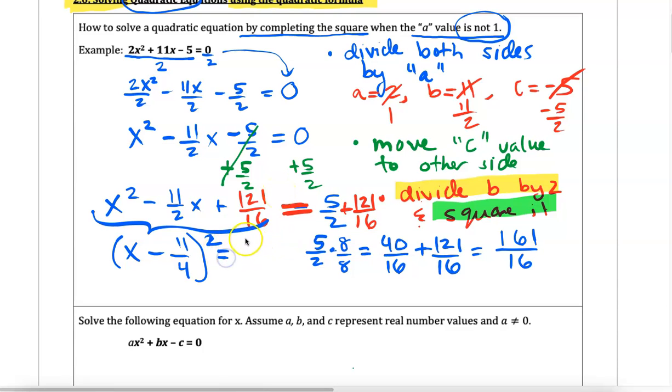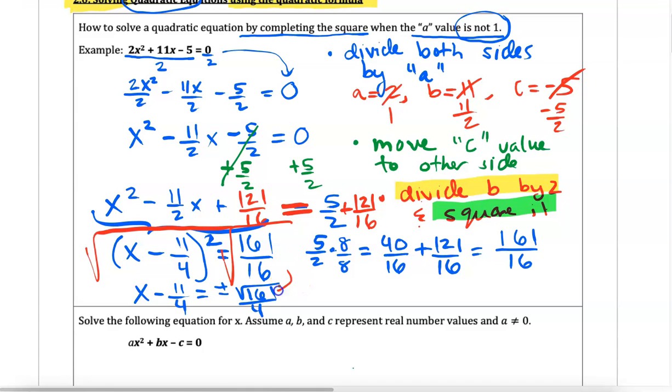So this is all equal to 161 over 16. Now it's at a point where I can just go ahead and square root both sides. So when I do that, I end up with just x minus 11 over 4 on the left-hand side, and plus or minus the square root of 161 over 4 on the right-hand side.